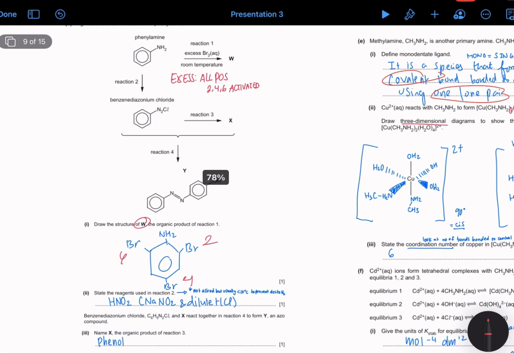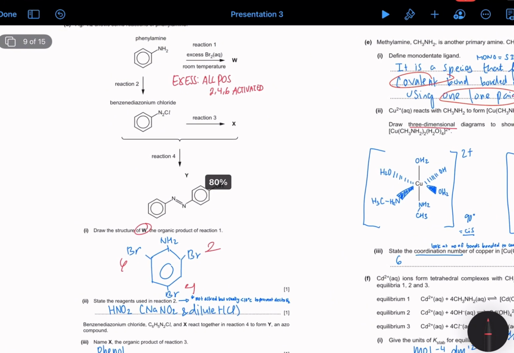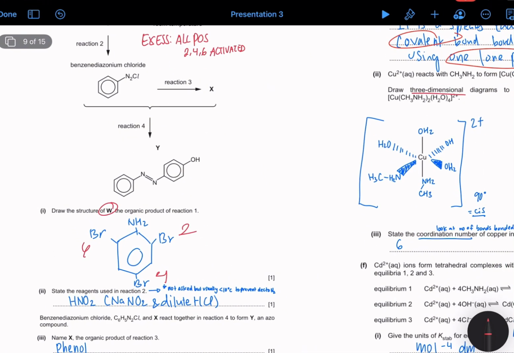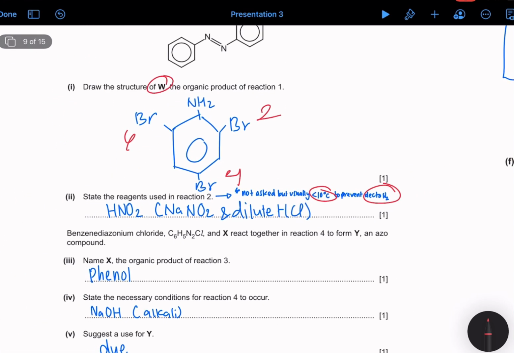Alright, so you're forming benzene diazonium chloride from your phenylamine. So you would be using HNO2, and usually that one is formed from NaNO2 and dilute HCl. And this is usually conducted at below 10 degrees, usually at less than 10 degrees to prevent decomposition to nitrogen gas.